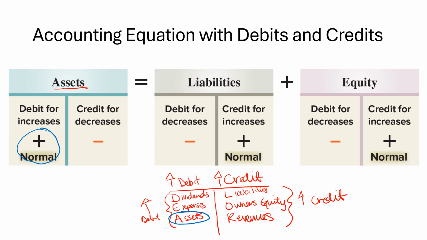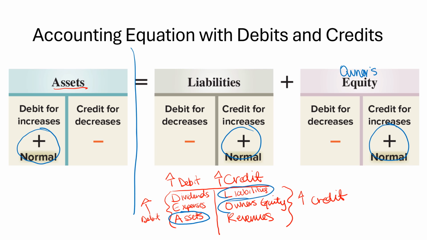Now if you look on the other side of the accounting equation, you have liabilities and owner's equity. They are on the right side of the accounting equation. So you can see that they are increased with a credit. And if you look at our mnemonic, you see that liabilities and owner's equity, we can remember that they are increased with a credit. So this mnemonic is very important.